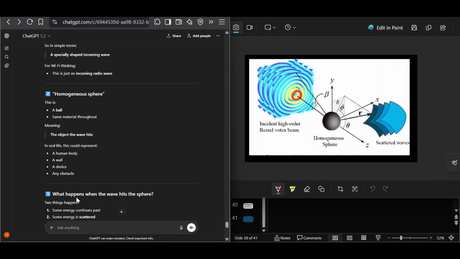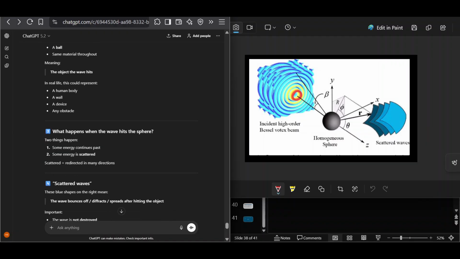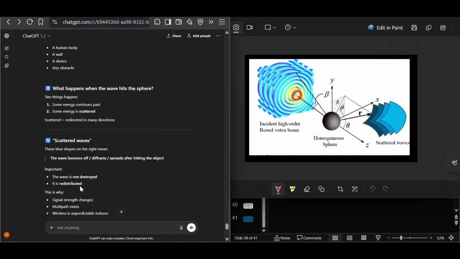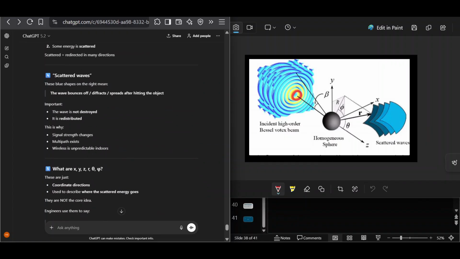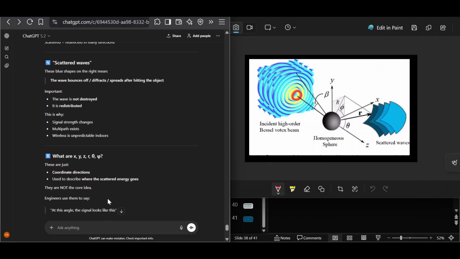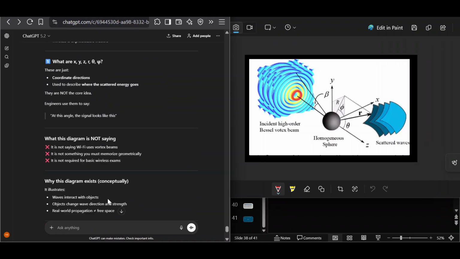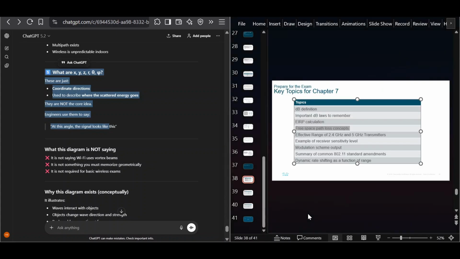In reality, this could involve any obstacle. What happens is some energy continues past, and some is scattered or redirected. The wave bounces and deflects. The energy is not gone; it's redistributed, so signal strength changes. These are just used to show where the scattered energy goes. Engineers use this so the signal looks like this. Okay, so we finished this part.